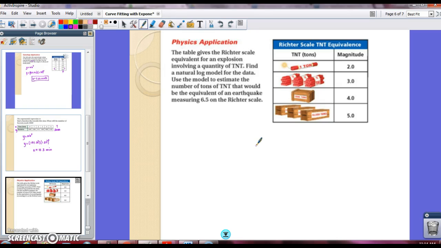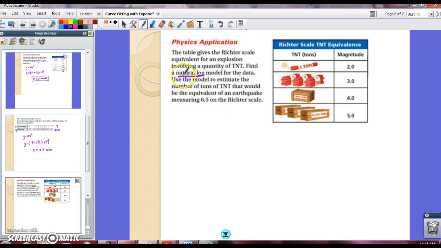Talking about explosions, right? Always fun stuff. So we're going to go ahead, just like we've been doing, and put this stuff into the calculator. Now notice here it says find a natural log. So this is no longer exponential. This is now a natural log. Remember, natural log is just log base e.